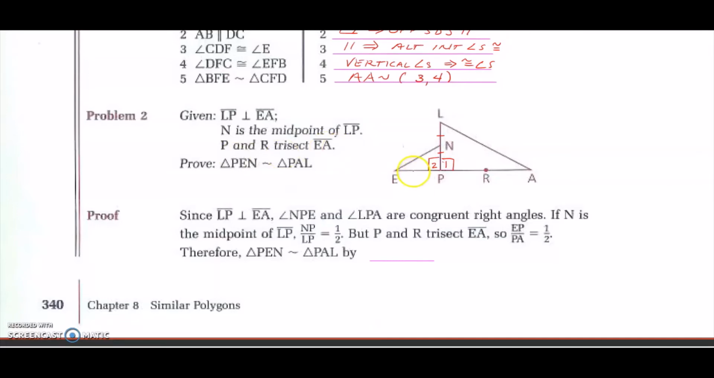And P and R trisect. So in other words, if we call this X, then this would be 1X, this would be 2X, and the distance from L to P, which I'm going to mark here, if this is Y, this would be 2Y. So that would make triangle LPA twice as large as triangle NPE. Given that the included angles are congruent, we can say that the two triangles are similar by side, angle, side similarity.